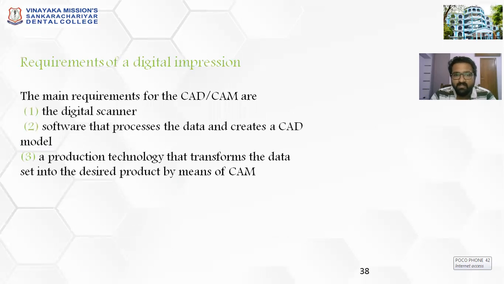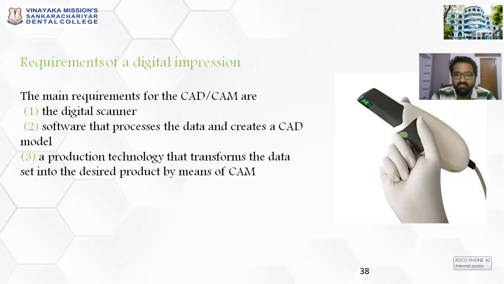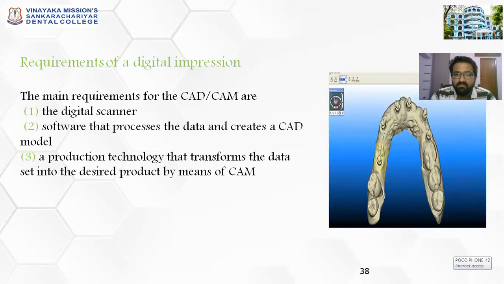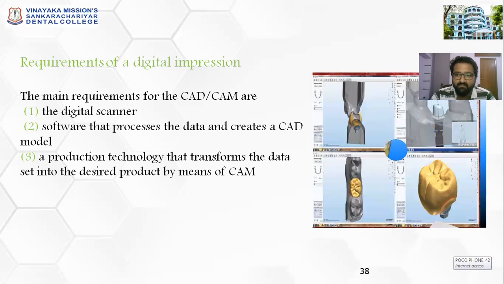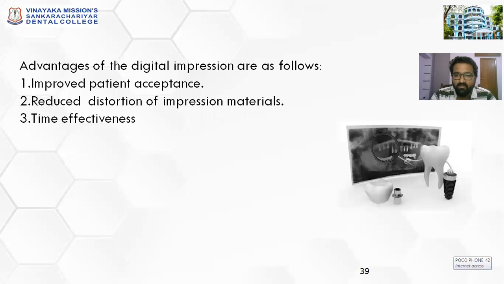Understand? What are the requirements? You need a digital scanner, software to process, and then CAM technology, the milling technology, to mill the model. See, this is your digital scanner, and this is how your digital impression will look. With the help of the software, you can do whatever you want.